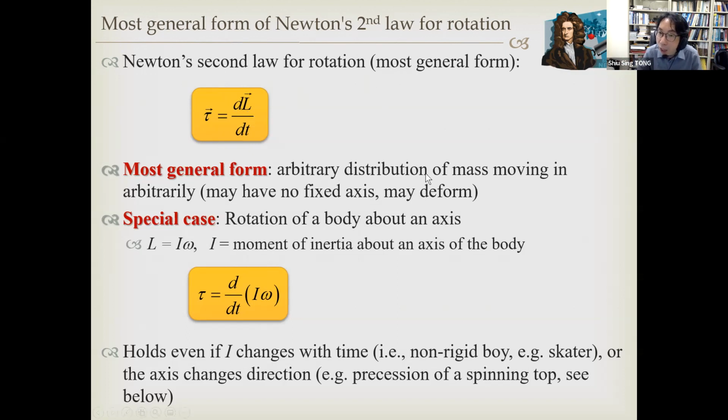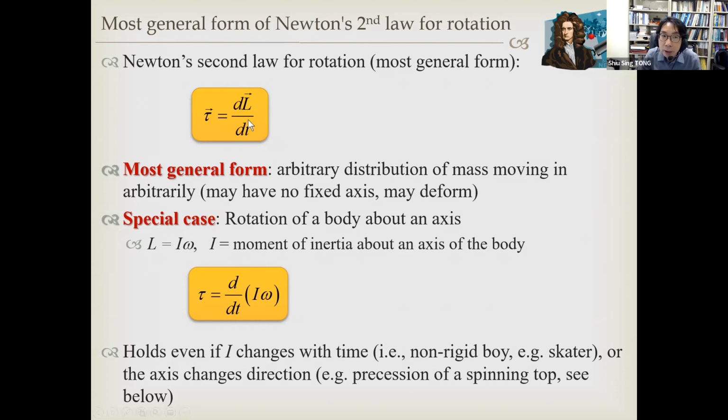So it applies to an arbitrary distribution of mass moving arbitrarily. Even if they have no fixed axis of rotation, they may deform, they may be moving arbitrarily. They do not need a fixed axis of rotation. There may be gas moving arbitrarily. And this form of Newton's second law still holds.